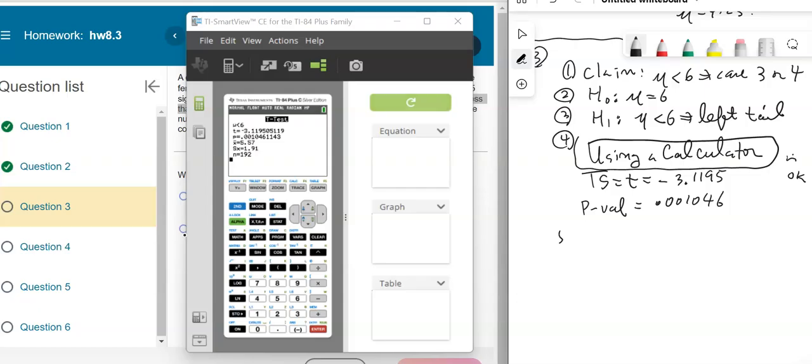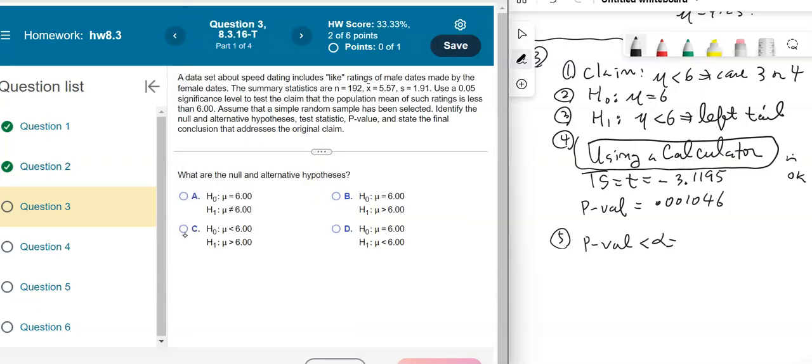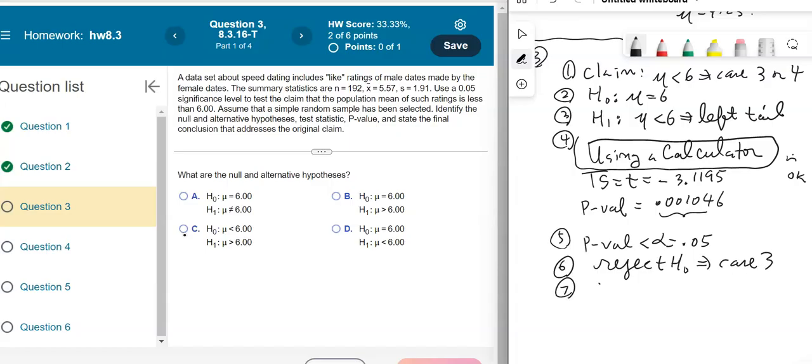Now, number 5. P-value is less than alpha because alpha is 0.05. This is smaller. So what do you do? You reject null hypothesis. This is case 3 or 4, so it must be case 3. What does case 3 say? Sufficient evidence to support the claim.